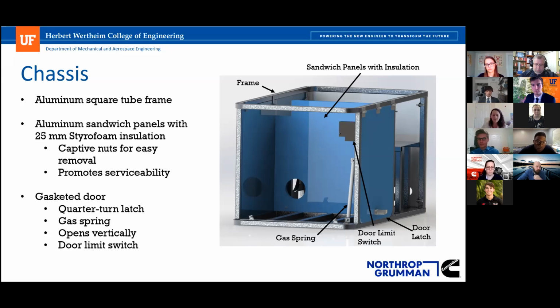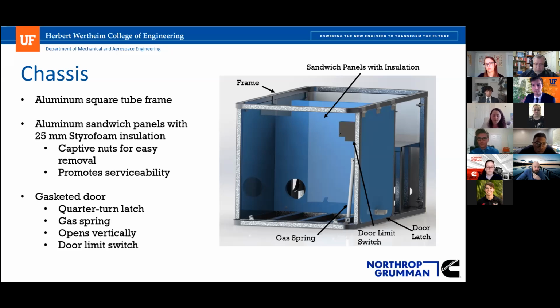The main point of access is a single door that has a 1/4 turn latch and a gas spring. It opens vertically to not upset the bounding box of the machine, as well as not disrupt table space by moving from the side. It's got a door limit switch on the side, which is pictured there, so that the system shuts off when the door is open to provide another level of safety.